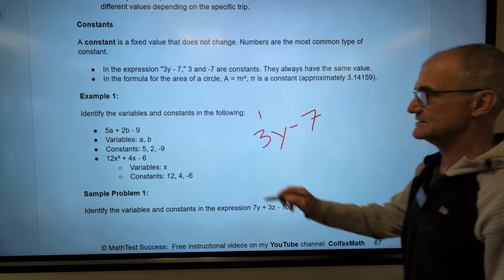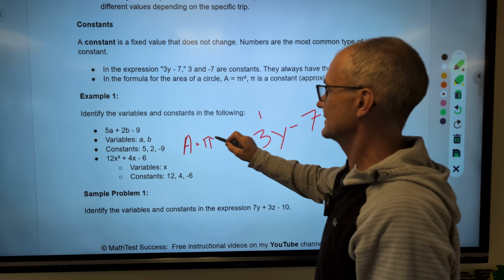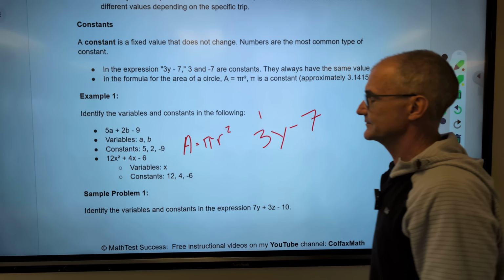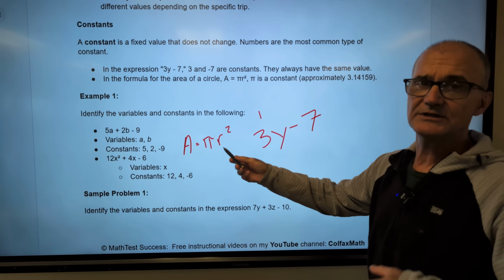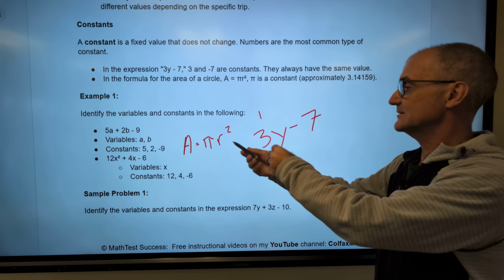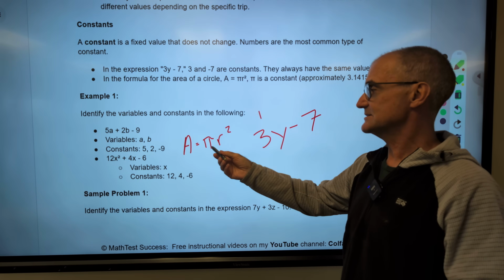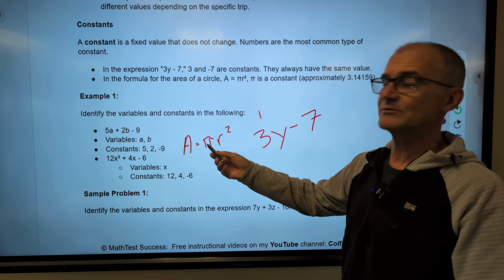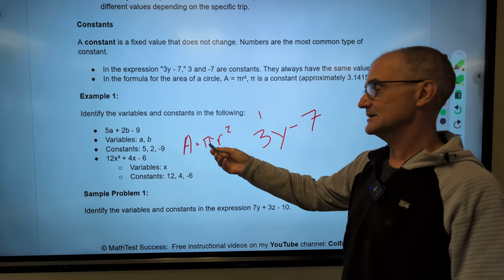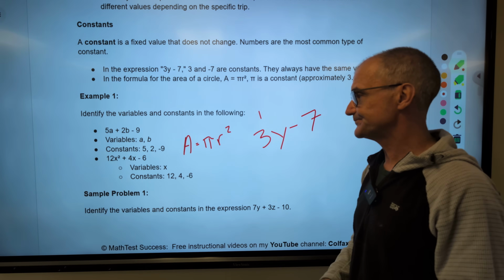I could have an equation, an algebraic equation. Area is equal to pi r squared. R is my unknown. It is my radius of a circle. I could tell you the radius and you could plug it in for that unknown. Pi is actually a constant because it represents a number, 3.14. Because it's a Greek letter representing a number, that number is still a constant.